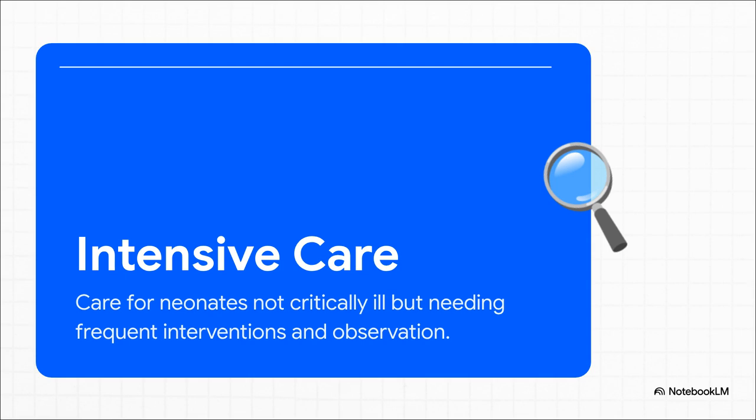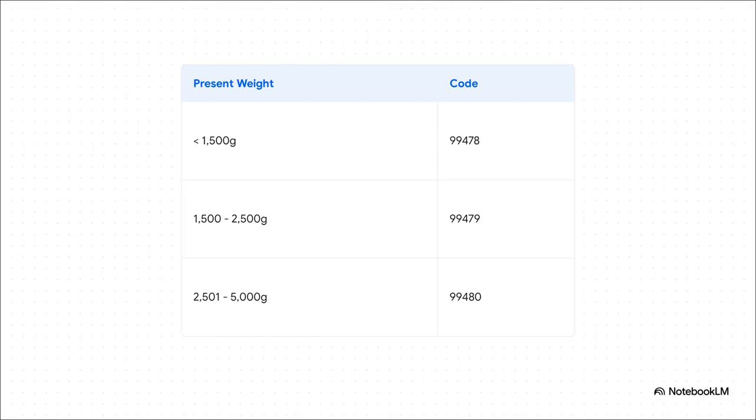However, they still require a very high level of intensive observation, frequent interventions, and constant monitoring by the healthcare team, under the direct supervision of a physician. Think of a baby who needs continuous cardiac and respiratory monitoring or really frequent vital sign checks, but they aren't in imminent danger of multiple organ failure. For the very first day this intensive care is provided to a neonate 28 days or younger, you use the initial care code, 99477. Let's see how this builds for the days that follow.